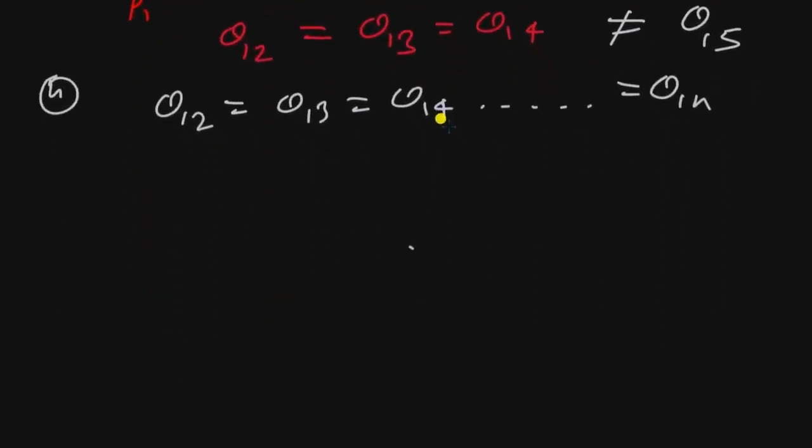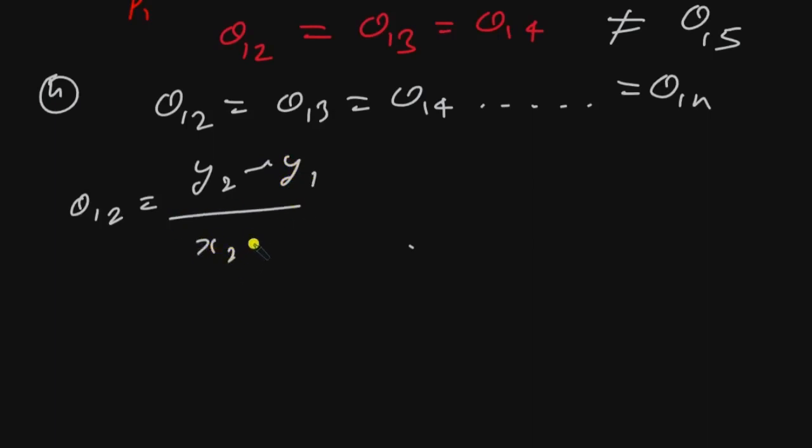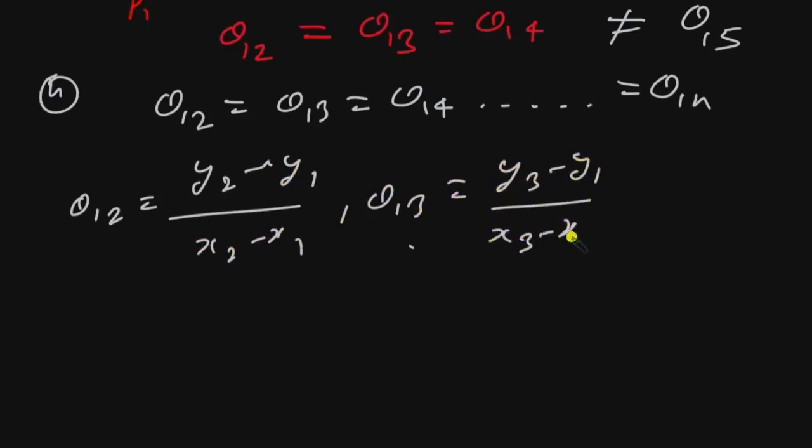So as we know, we have learnt in basic mathematics that the slope of any two given points we can find using theta 1,2 will be simply y2 minus y1 upon x2 minus x1, and similarly theta 1,3 will be equal to y3 minus y1 upon x3 minus x1. That is how we find the slope. So let's make an algorithm to check whether all the points lie on the same line or not, or all the points are collinear or not.